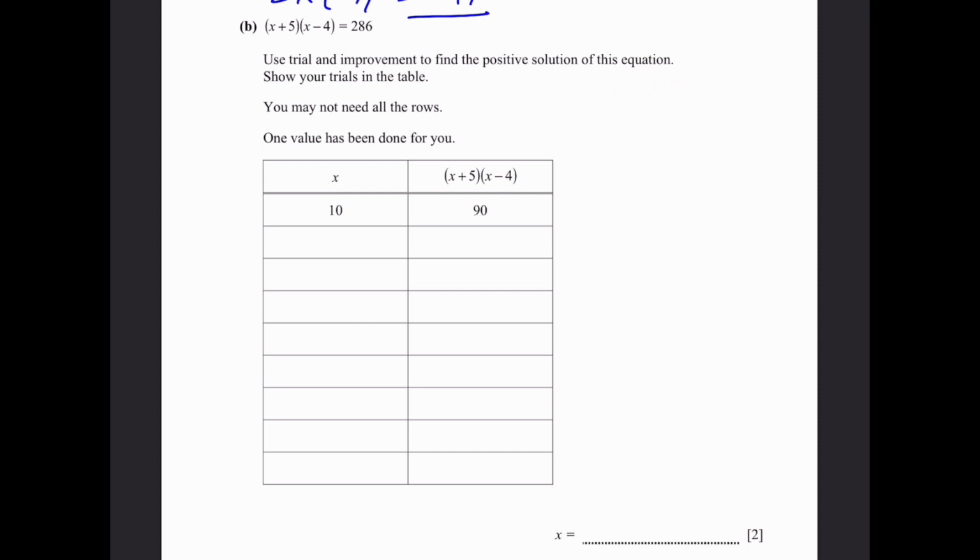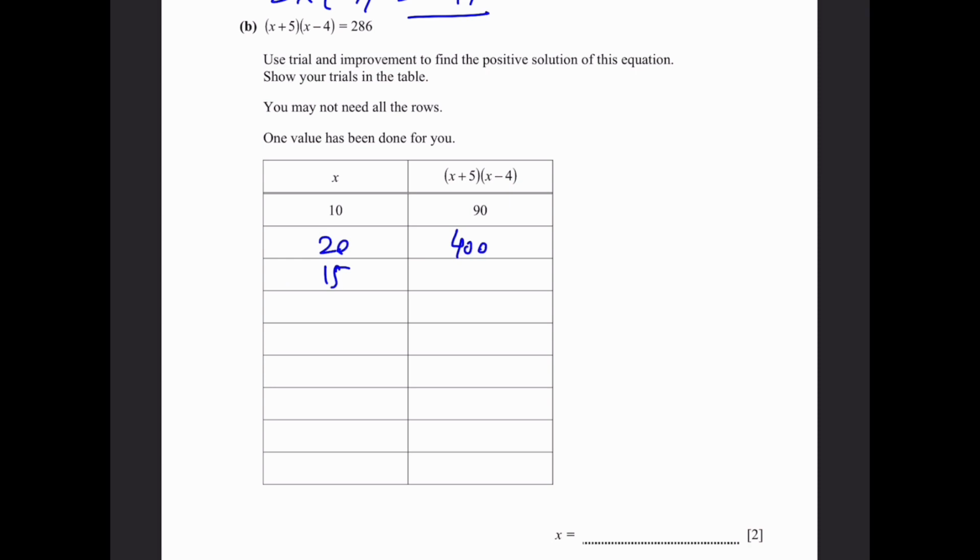So when x is equal to 10, x plus 5 into x minus 4 is equal to 90. Now, this is too small, right? So we can go x is equal to 20. Now, x plus 5 into x minus 4 is 25 into 16. And if you do that correctly, you get the answer 400, which I will write over here. But that's much greater than 286, so we can go down. Let's say 15. That's the middle of 10 and 20, so we can take that.